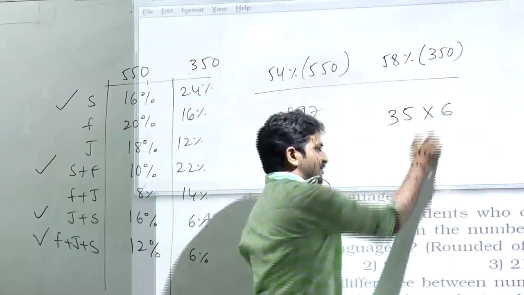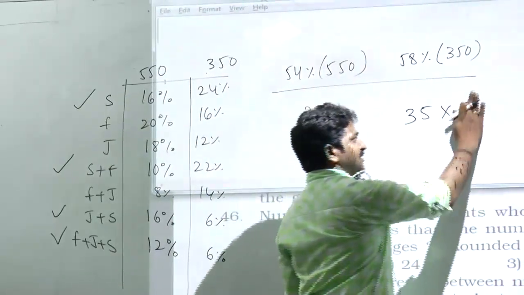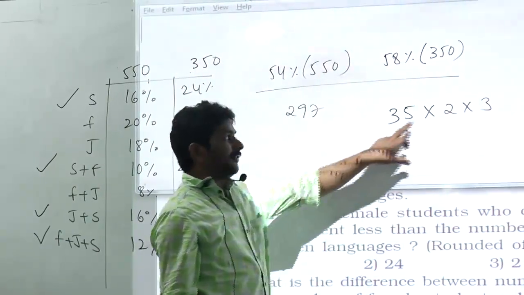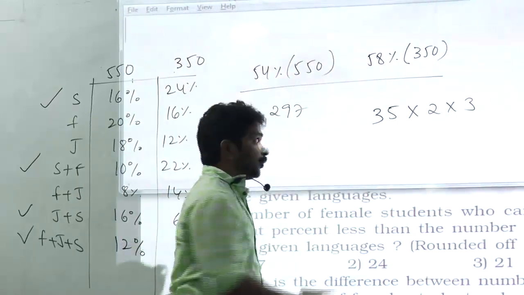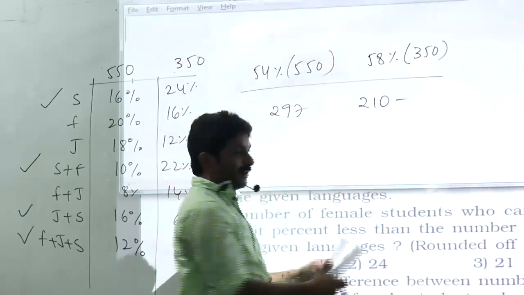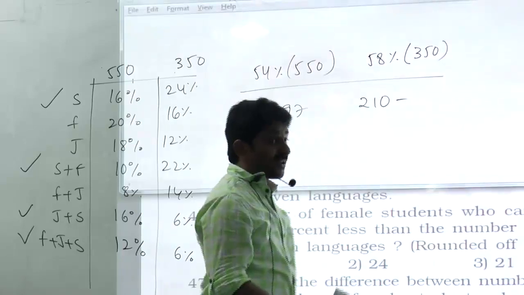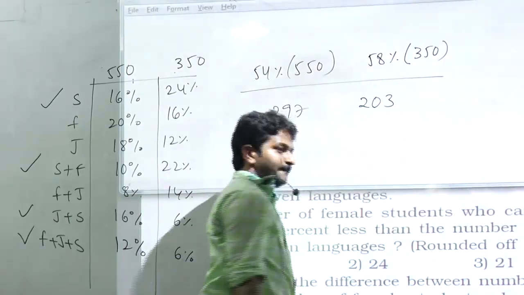35 into 6. This is what you need to calculate. But visualize this number as 2 into 3. 35 2 times, round figure, 73 times 210. 210. This is 60%, but we need 58%. From this you need to subtract 2%. 7. If you subtract 7 from this, 203.